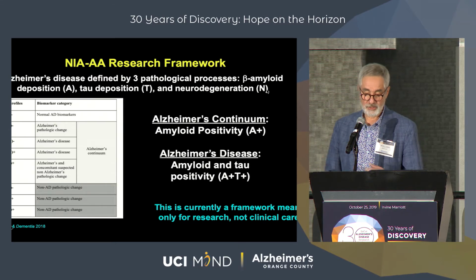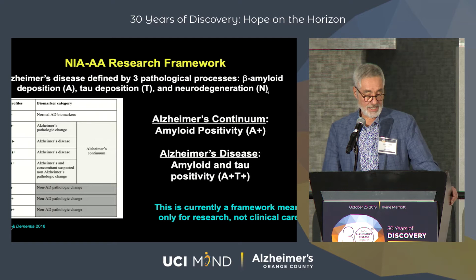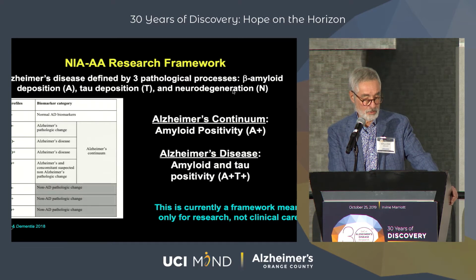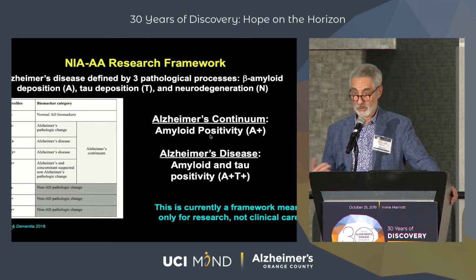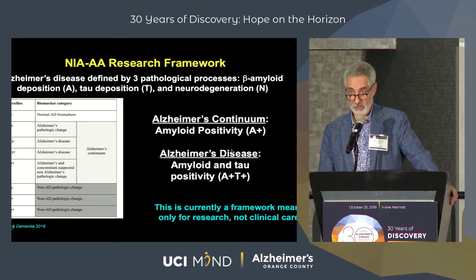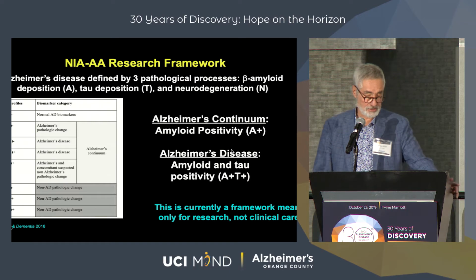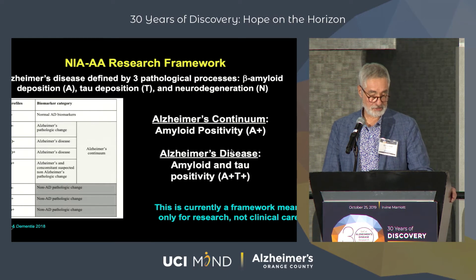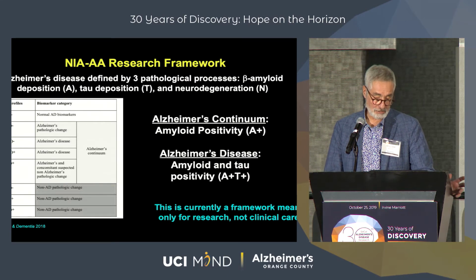And we can classify people by whether they have this. I just want to point out that if an individual is amyloid positive, we say that they're on the Alzheimer's continuum. That means that they have something related to Alzheimer's disease. But if they're positive for amyloid and tau, then we say they have Alzheimer's disease. Now, that's a very controversial notion. I was one of the co-authors of this paper, so I guess I have to defend it, and I will.